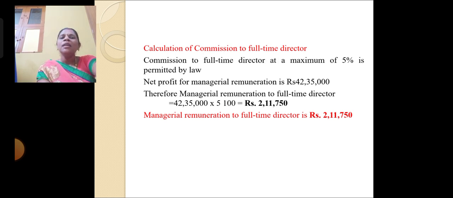The net profit for managerial remuneration we already calculated is rupees 42,35,000. The commission rate is 5%. Therefore, managerial remuneration to the full-time director is 42,35,000 into 5%. Finally, we got the amount of 2,11,750. So, therefore, managerial remuneration to the full-time director is 2,11,750.